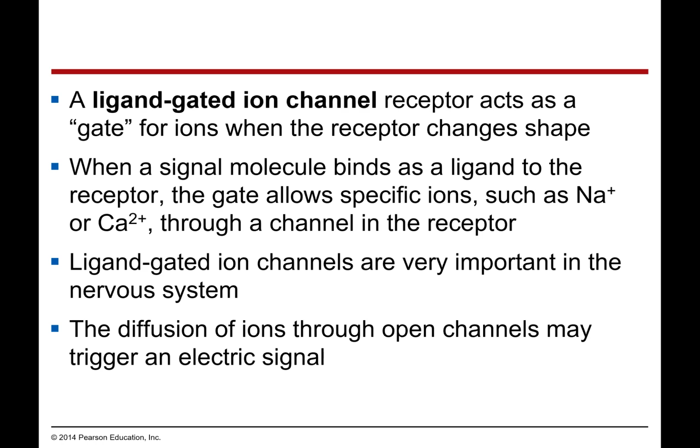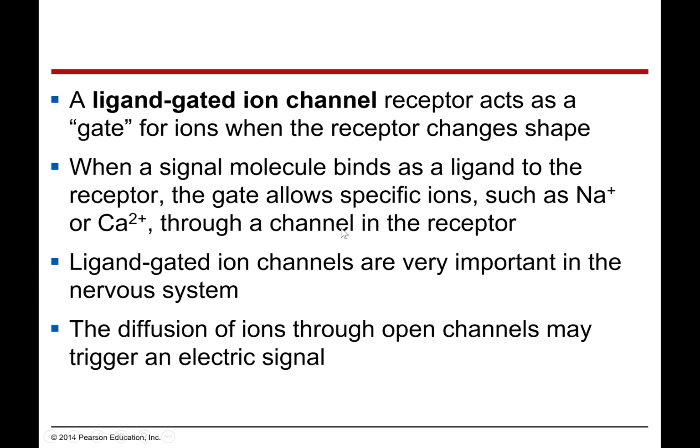Another kind is a ligand-gated ion channel. If you've done neurons with action potential this year, you've seen this. If you haven't, that's okay. This is where you have a ligand-gated channel where regions of the cell membrane act like, actually they look like, gates for ions.